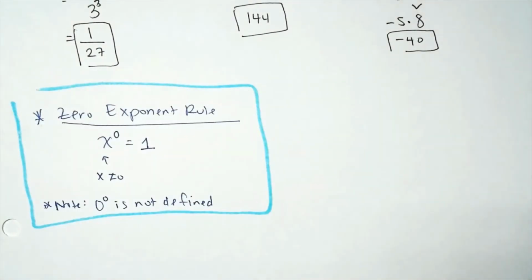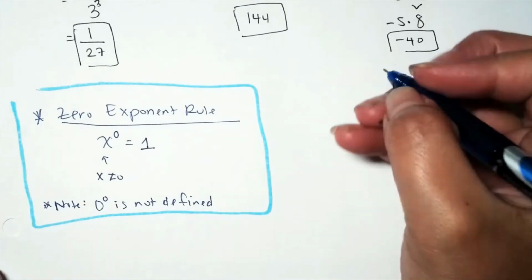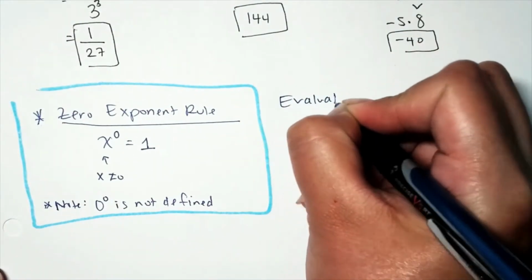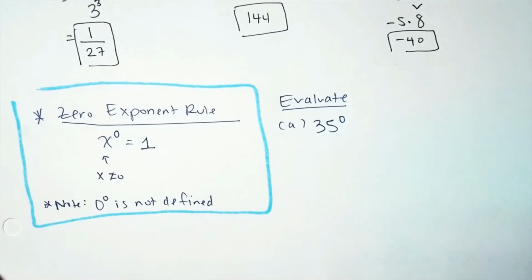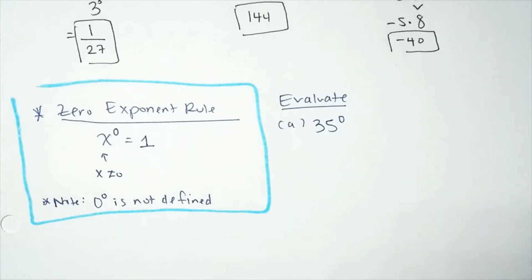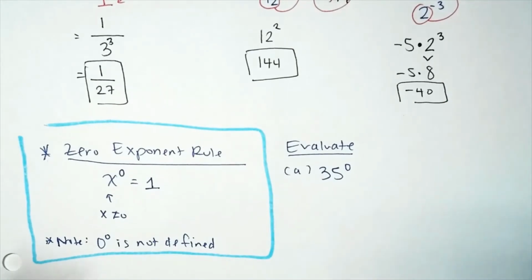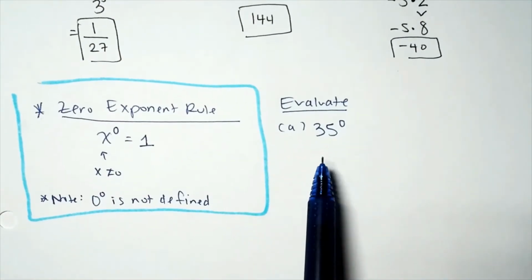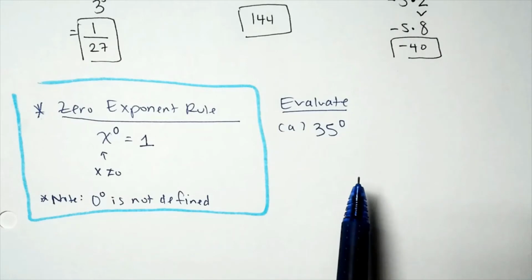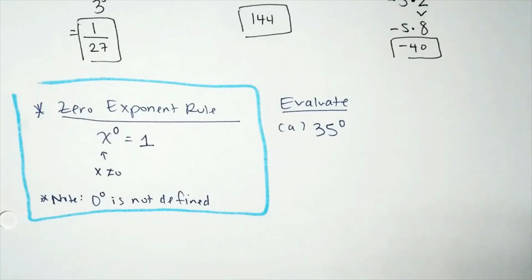Let's evaluate a couple of problems. Problem A: we have 35 raised to the 0 power. If it was 2 to the 3rd power, it's 8, because we have 2 times 2 times 2, 3 factors of 2. But 35 to the 0 power would mean 0 factors of 35, which doesn't really make sense. So I'm just going to accept the rule, and if you're really interested why it works, we can stay after class.